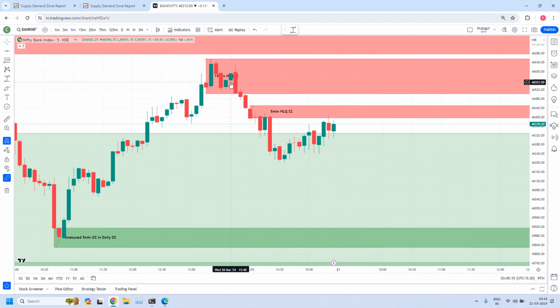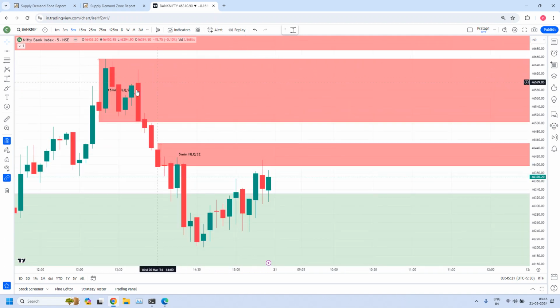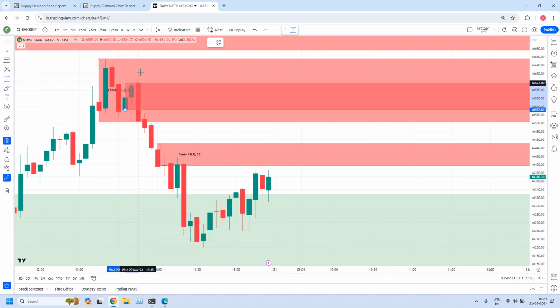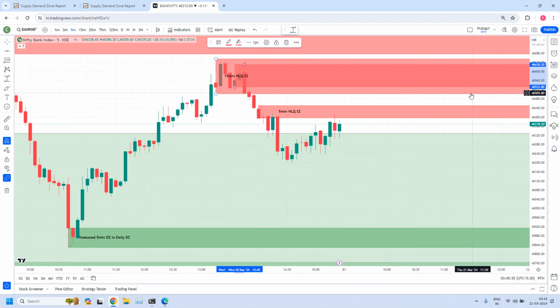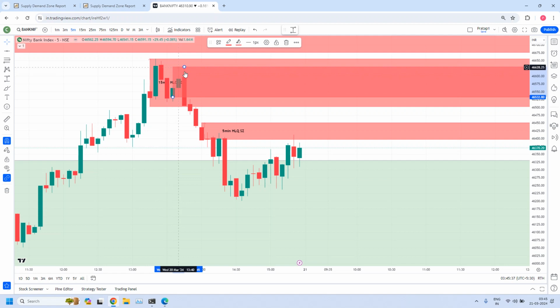And finally, prices may enter into this newly created 15 minutes zone. But this 15 minutes zone should be fine tuned, but I didn't see proper structure. This we may consider. We have a base candle. This way you can draw supply zone. 5 minute supply zone we can draw.